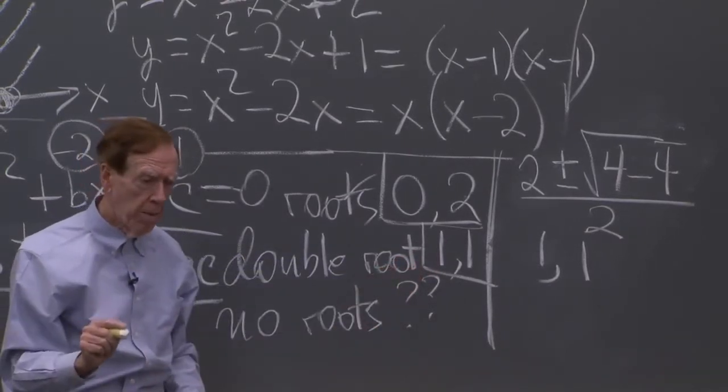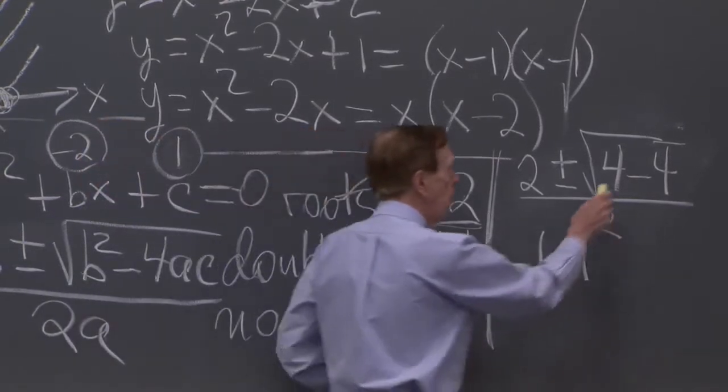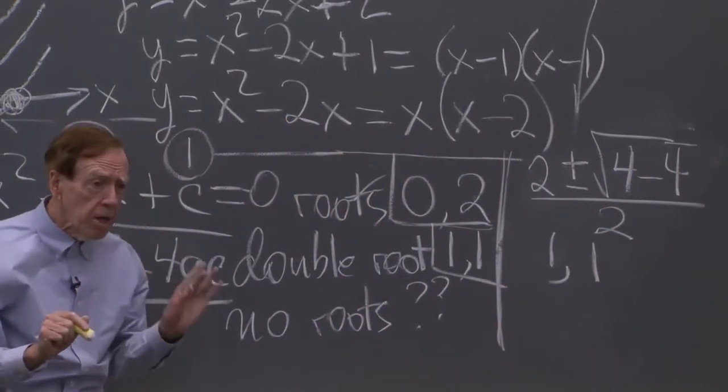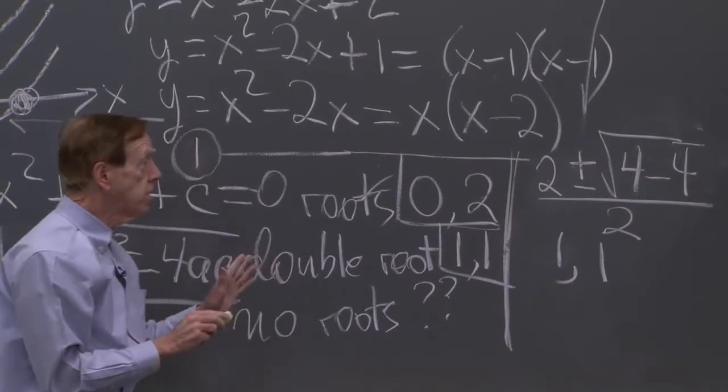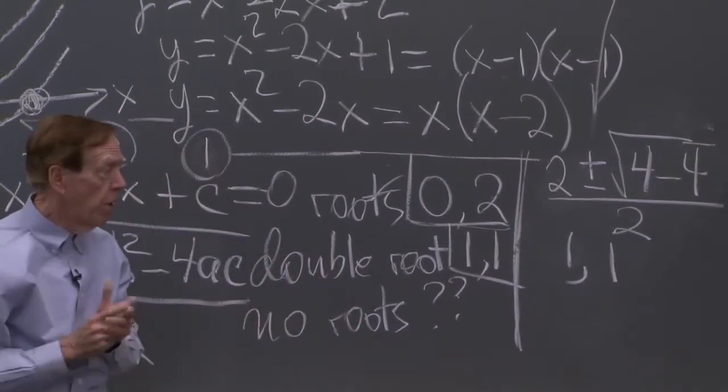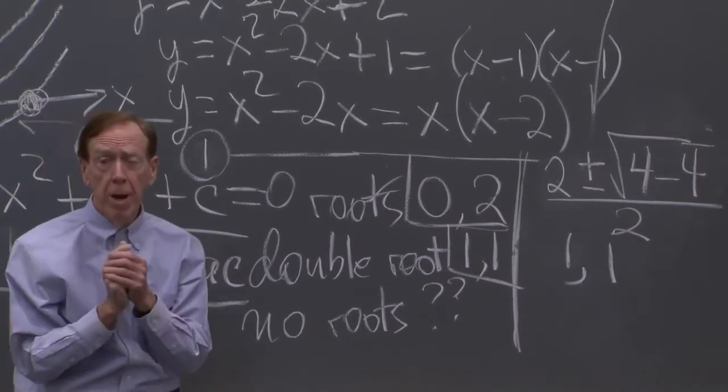The double root. The double root happens when this square root is 0. That's when you get the double root, because then the plus and the minus are both plus 0 and minus 0, no difference.